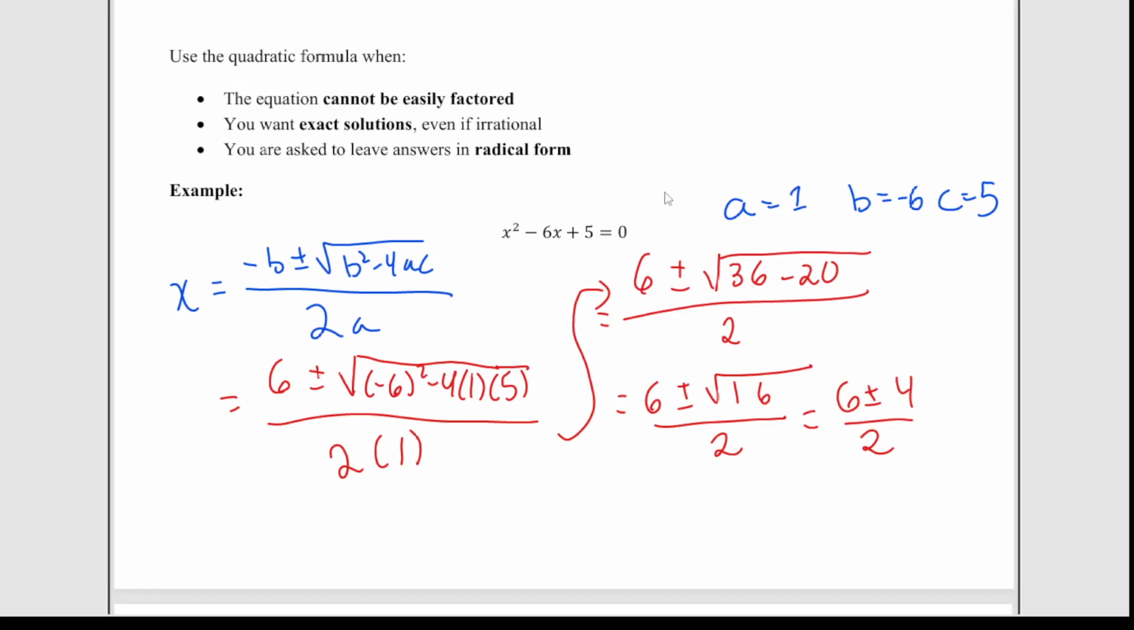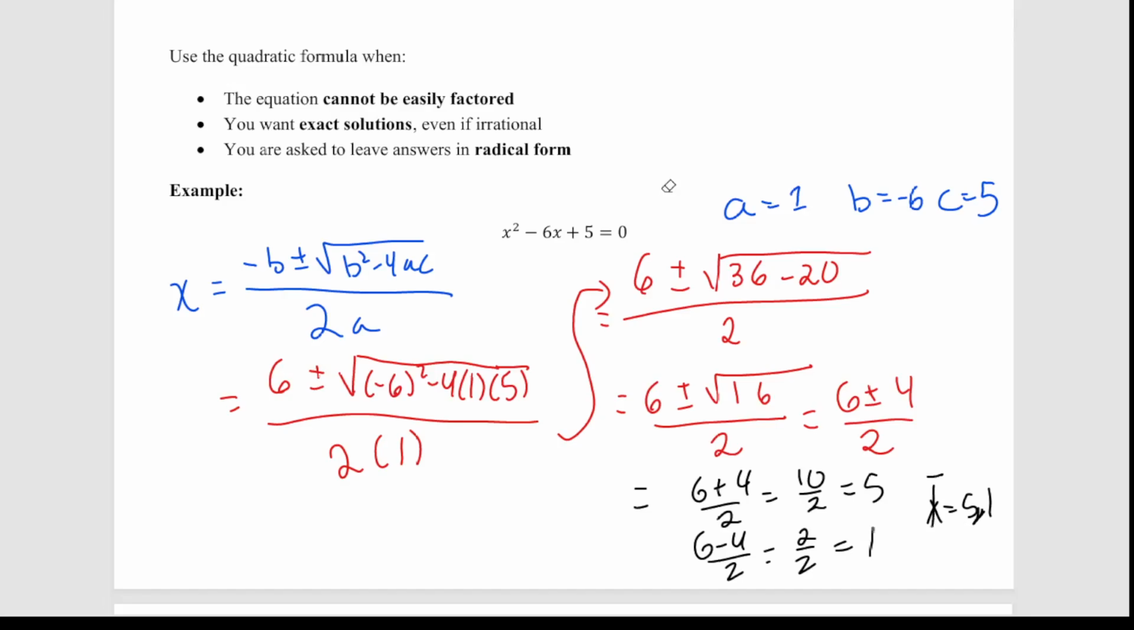This is going to be actual solutions both times. So we'll have 6 plus 4 over 2 as one of our solutions, and 6 minus 4 over 2 is the other solution. 6 plus 4 over 2 becomes 10 over 2, which is 5. 6 minus 4 over 2 becomes 2 over 2, which is 1. And so our final solutions are that x is equal to 5 and 1.